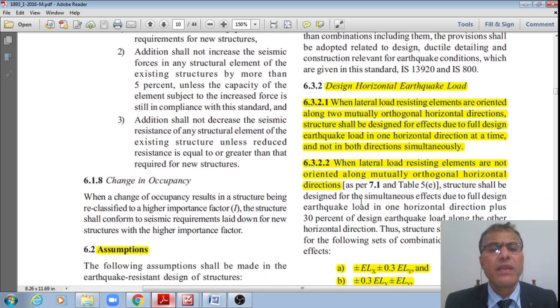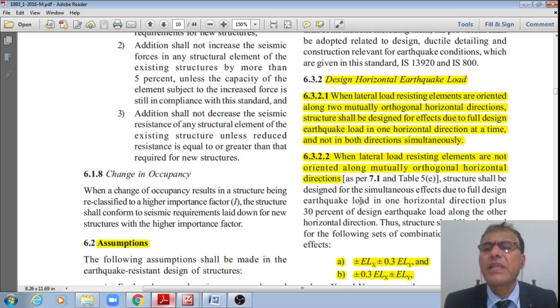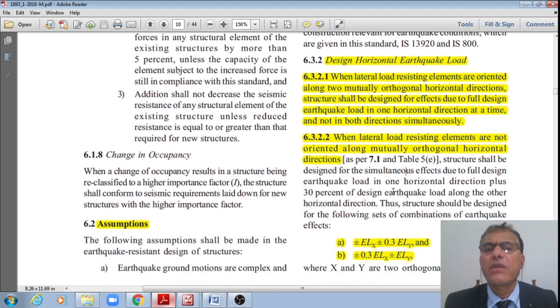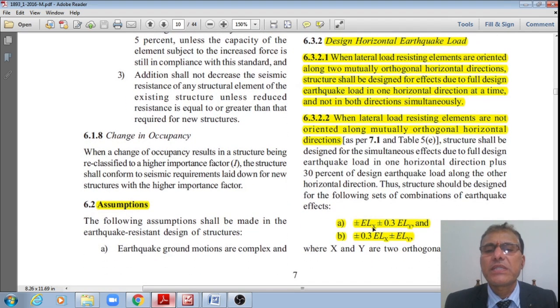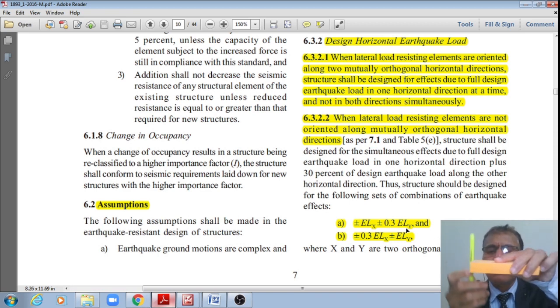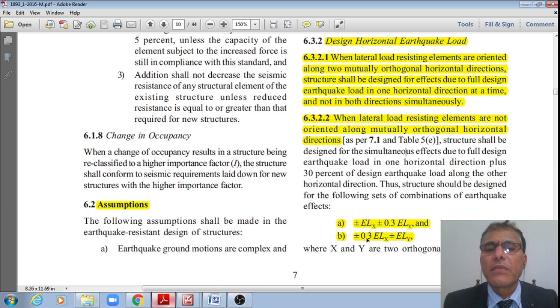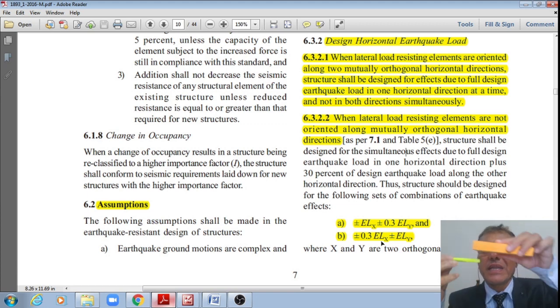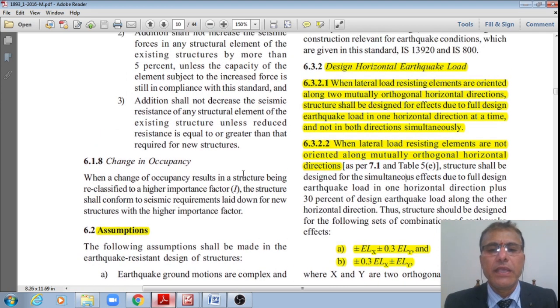Now the next one: when lateral load resisting elements are not oriented along mutually orthogonal horizontal directions, then we should consider these combinations of the earthquake effects: plus or minus ELX plus or minus 30% of ELY. Y is the transverse direction. Z, as per this code, is in the vertical direction. And plus or minus 30% of ELX plus or minus 100% of ELY.